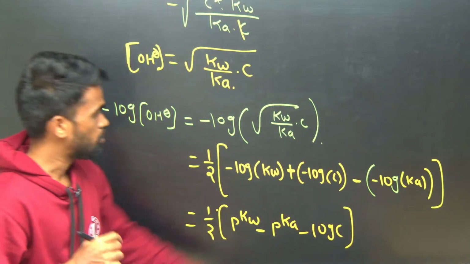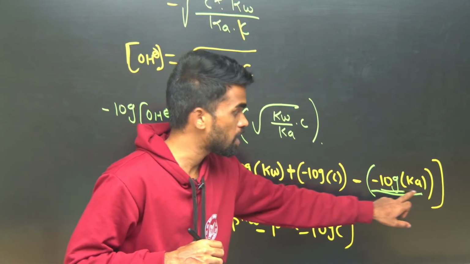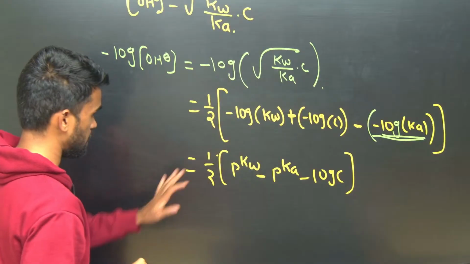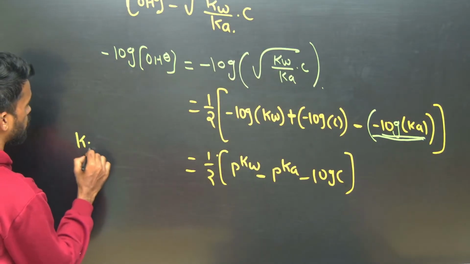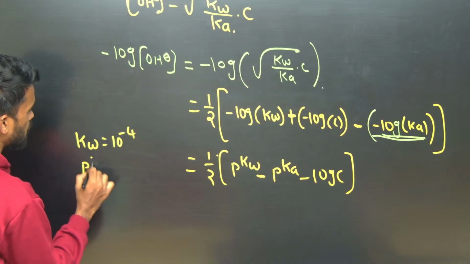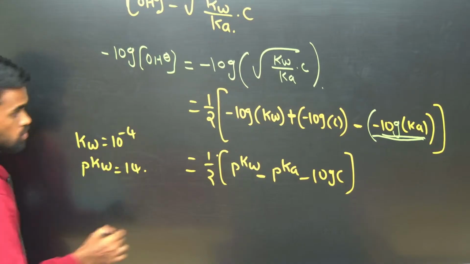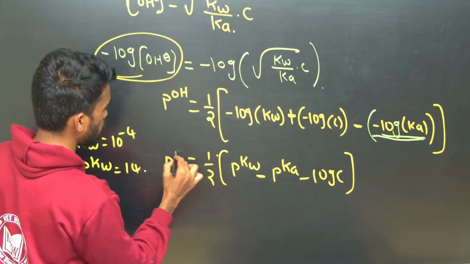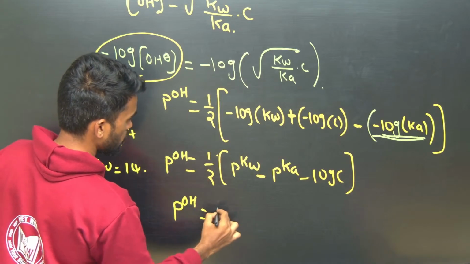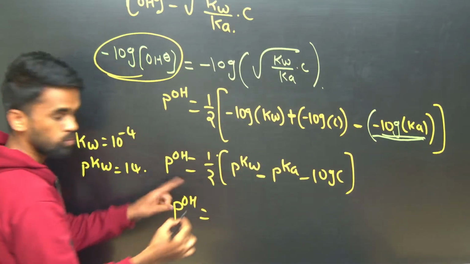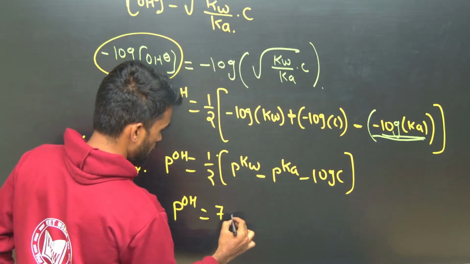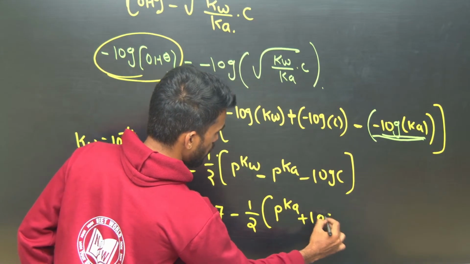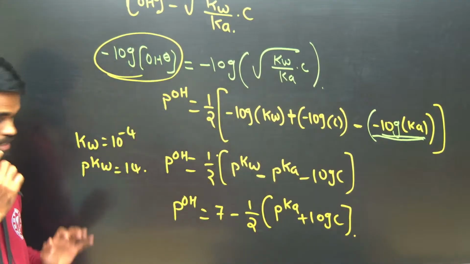So why plus pKa? Minus log Ka means pKa. Okay, so here I can simply write this pKw value. How much is it? Kw, you are saying, is 10 power minus 14. So pKw is how much? That will be simply 14. So pOH will be half into 14, that is 7, minus 1 by 2 pKa plus log C. We can write it like this. Is this clear up to here?